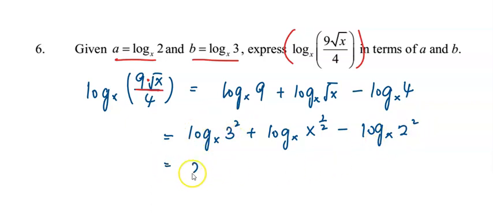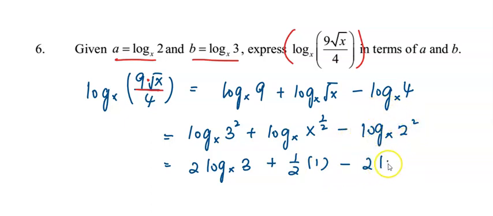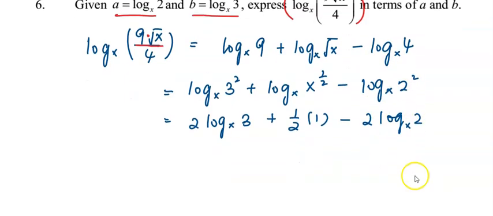So 2 you move to the front, you will see the log x, log 3 to the base of x, plus 1 over 2, because log x to the base of x is equivalent to 1, you just write it as 1. And then the 2 moves to the front for the third term, you get log 2 multiplied by log 2 to the base of x.